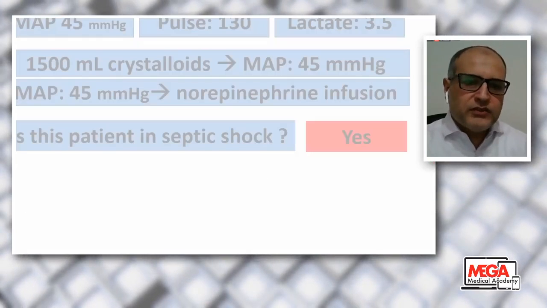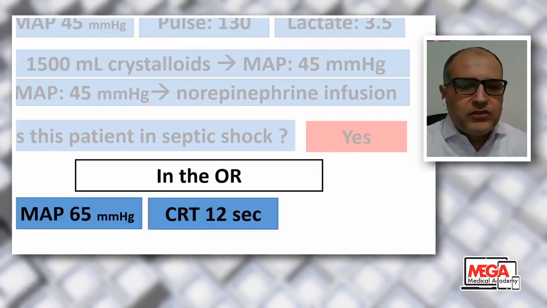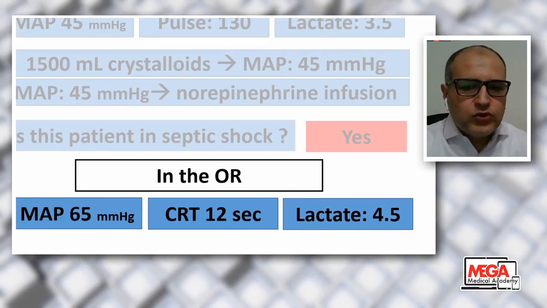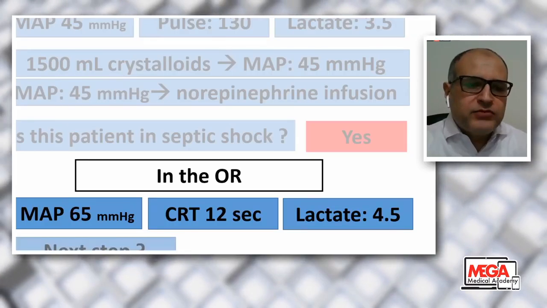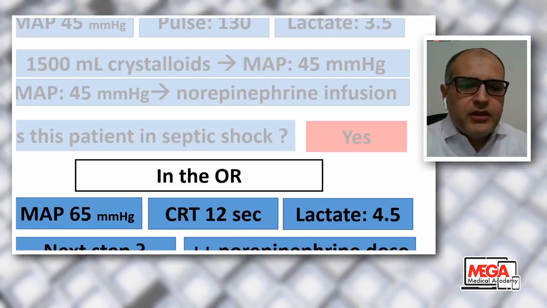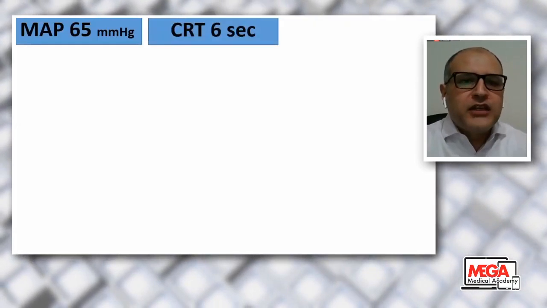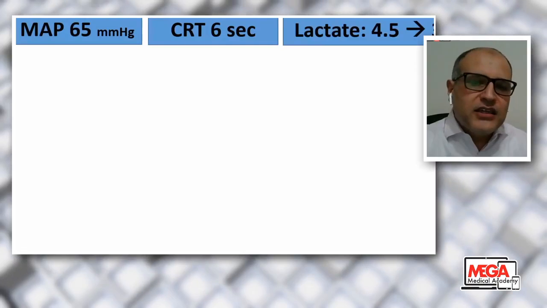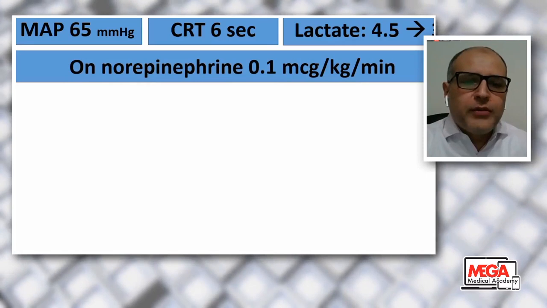So if the previous patient in the OR had mean blood pressure 65, capillary refill time increased to 12 seconds, and lactate increased to 4.5, although we have an accepted mean blood pressure now, we should increase the norepinephrine dose because we have impaired peripheral perfusion. Post-operatively, if this patient had a gangrenous colon and underwent resection anastomosis and was admitted to the ICU with mean blood pressure 65, capillary refill time decreased to 6 seconds, the lactate decreased from 4.5 to 3, and we are on norepinephrine infusion.